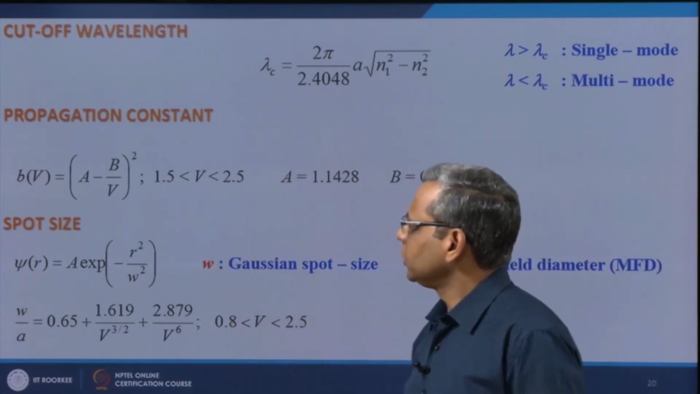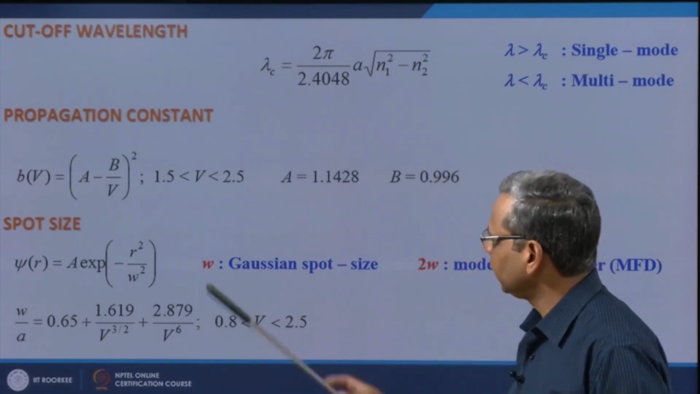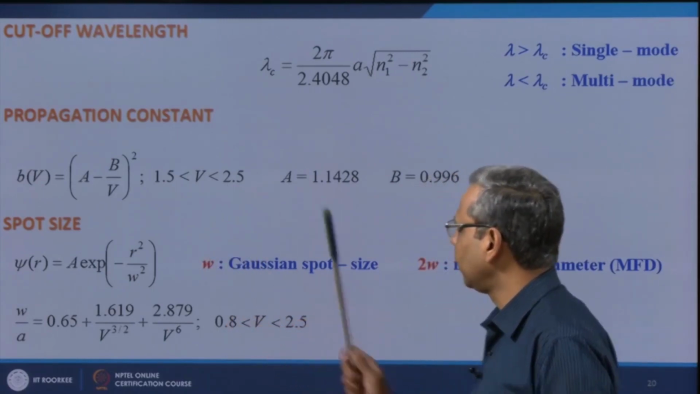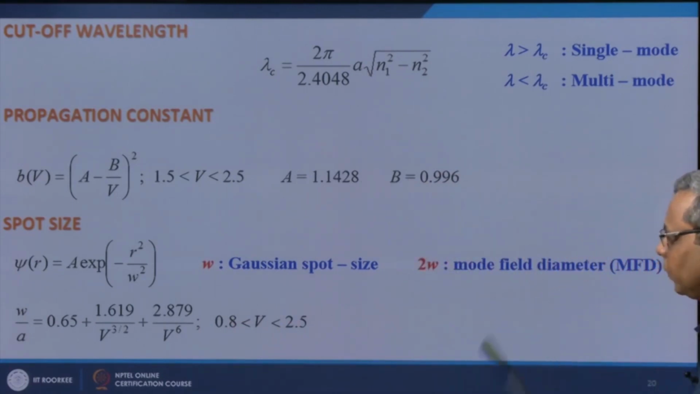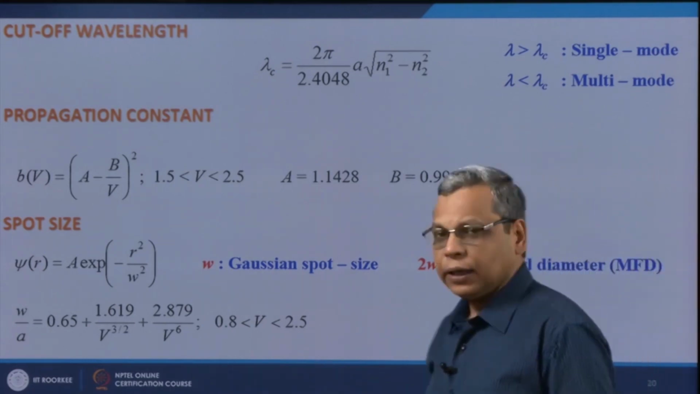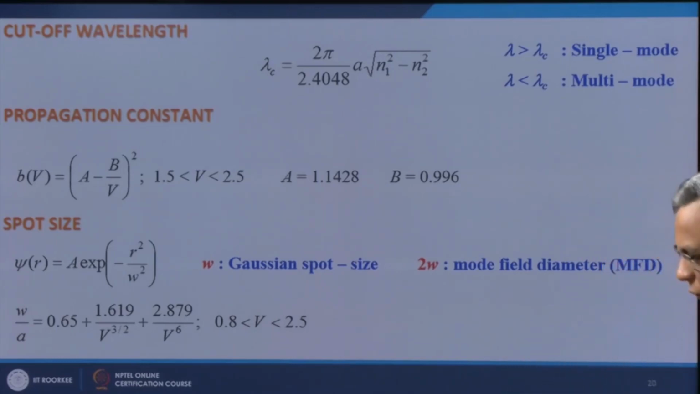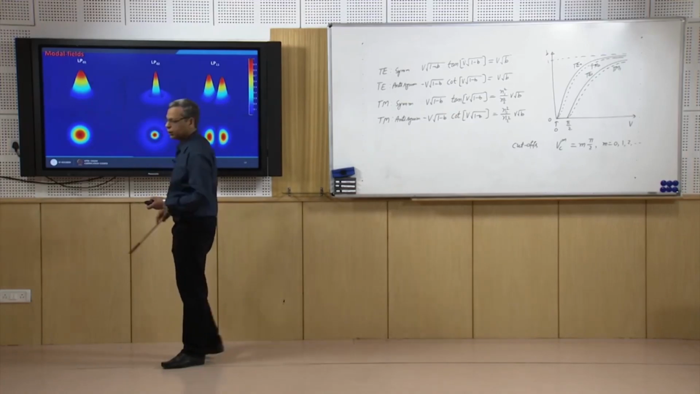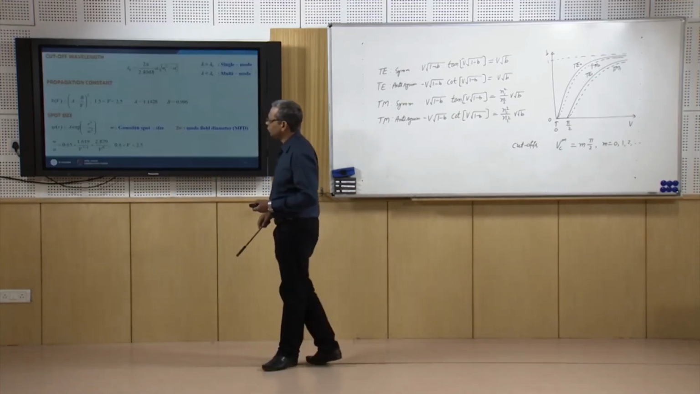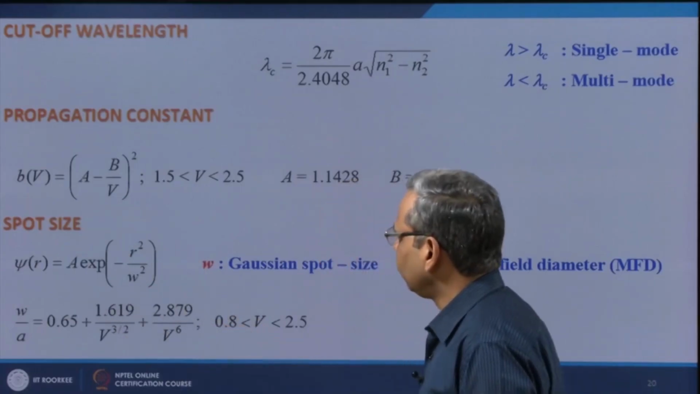The mode propagation constant of the fiber can be fitted with an empirical relation if V lies between 1.5 and 2.5, and this empirical relation is given by this with these values of A and B. The spot size: the modal field profile of a single mode fiber, if you look back at this, resembles a Gaussian and can be very well fitted with a Gaussian. So we can fit a Gaussian to this profile.